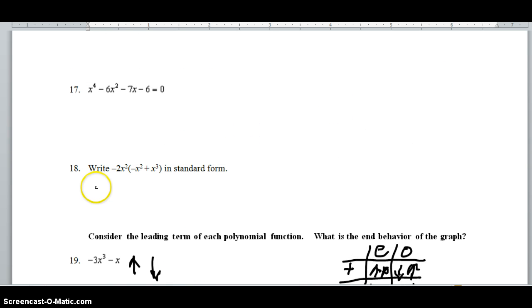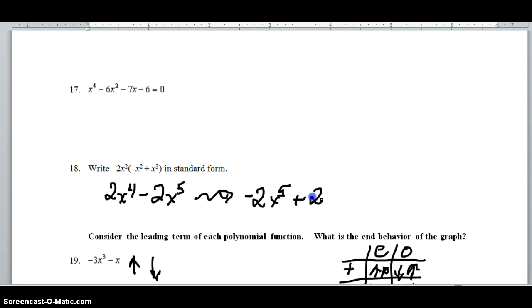Number 18. It says write this in standard form. Well, let's go ahead and distribute it and put it in standard form. It's not that hard. Negative times negative is going to be positive, so I'm going to have 2x to the fourth. Remember, you are adding the exponents. So it's going to be positive 2x to the fourth. And then negative 2x squared plus x cubed. It's going to be negative 2x, remember to add, to the fifth. Now, this is not in standard form because you're going to have to put this in descending order. So over here, we're going to put this in descending order. Negative 2x to the fifth plus 2x to the fourth.